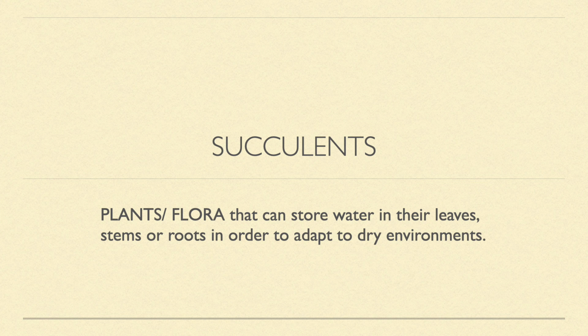They are plants or flora that can store water in their leaves, their stems, or roots in order to adapt to dry environments. Succulents are plants that will hold that water for a really long time, days, months, years, so it can survive in dry areas like a desert. So this is a really important vocabulary word that you know what a succulent is.